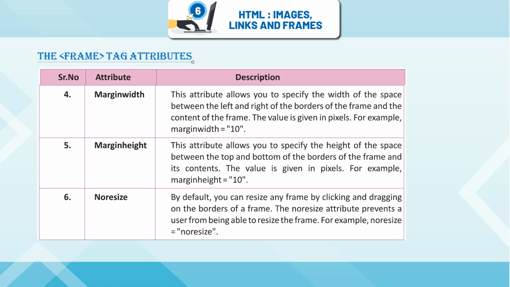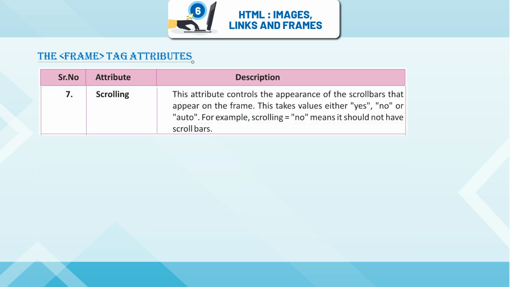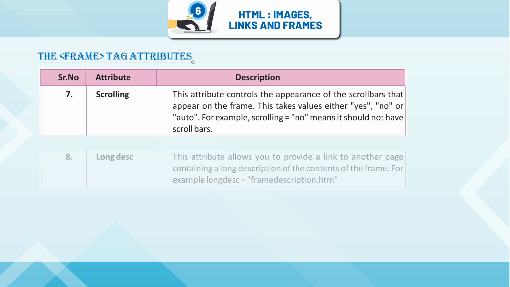6. Noresize. By default, you can resize any frame by clicking and dragging on the borders of the frame. The noresize attribute prevents a user from being able to resize the frame. For example, noresize equals noresize. 7. Scrolling. This attribute controls the appearance of the scroll bars that appear on the frame. This takes value either yes, no, or auto. For example, scrolling equals no means it should not have scroll bars.